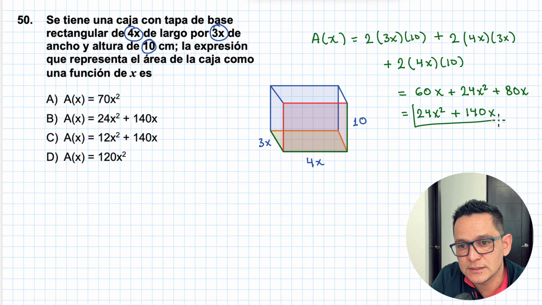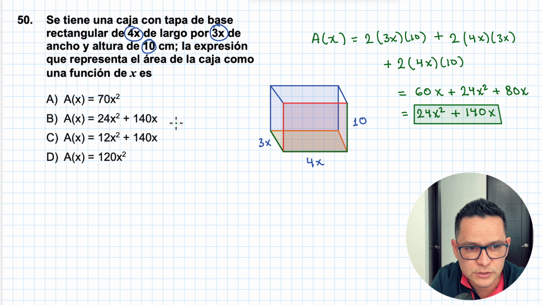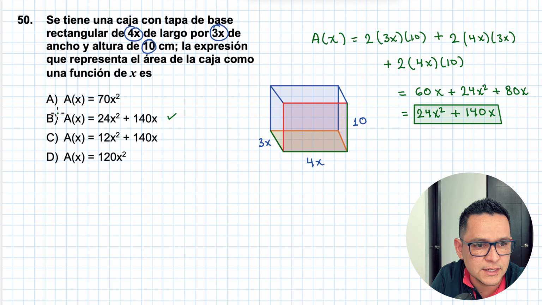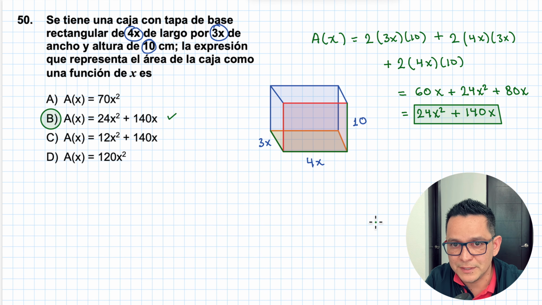All right, this is the solution to the exercise. 24x squared plus 140x. We have that. 24x squared plus 140x. And that would be option B. Right? And that's it. We're done. Much easier, right? All right, let's move on.